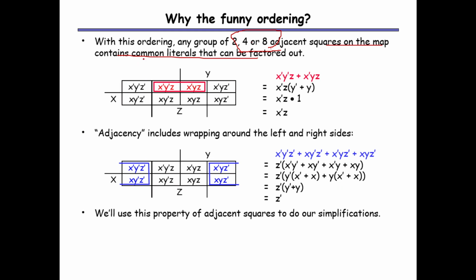Squares on the map contain common literals that can be factored out. It can be done like this. The z sign. You can use the harder way, as I told you, but I don't have time to be honest. I don't even have space at least. So let's go with it.